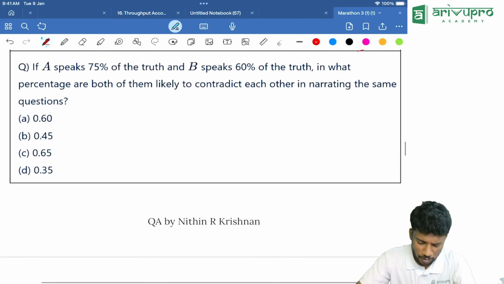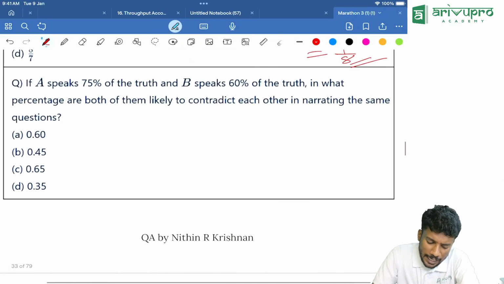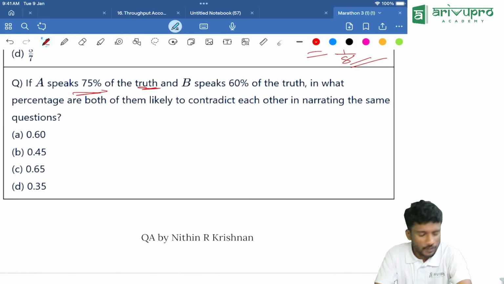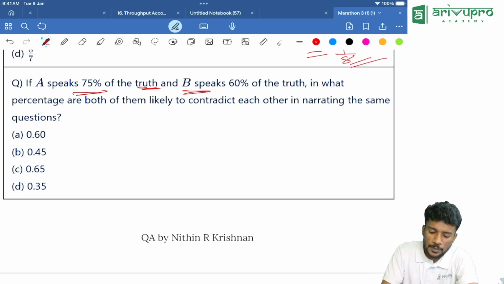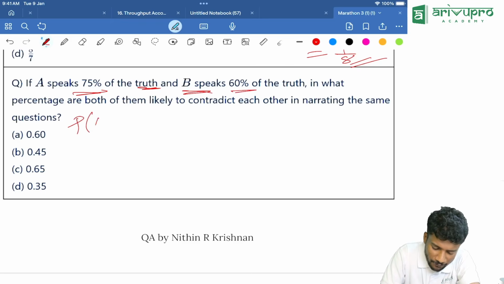Now we are going to talk about the truth and lie problems. A speaks 75% of the truth. What happens to A? 75% truth he will speak. B speaks 60% of the truth. So, P of A is 0.75.